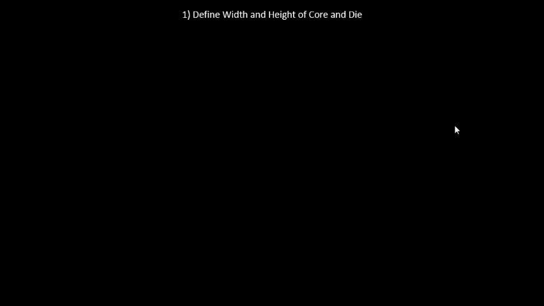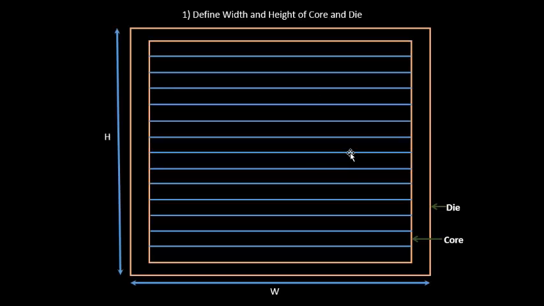Hello everyone. In this section, we will try to understand how we come up with the width and height of core and die. In the physical design overview flow, the first step was to define the width and height of the core and the die. So in this section, let us try to understand how we come up with the values of W and H.